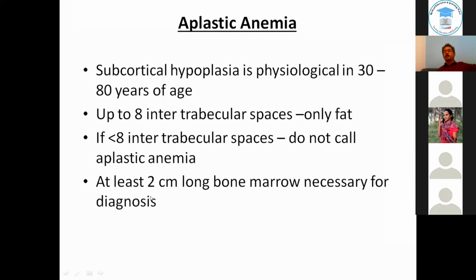And although I did tell you in the beginning that you need at least 1 centimeter to make a diagnosis on a core, to make a diagnosis of aplastic anemia you ideally require a 2 centimeter long bony core, because you have to be very, very sure that there are no hematopoietic cells elsewhere.